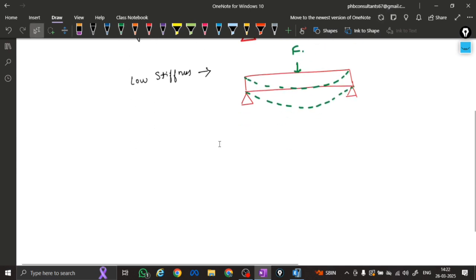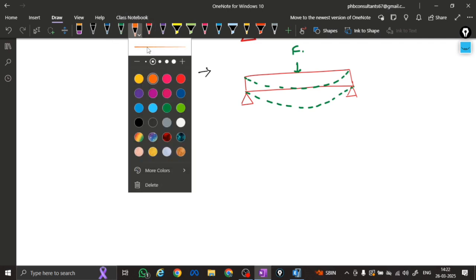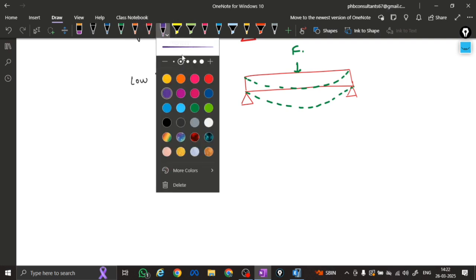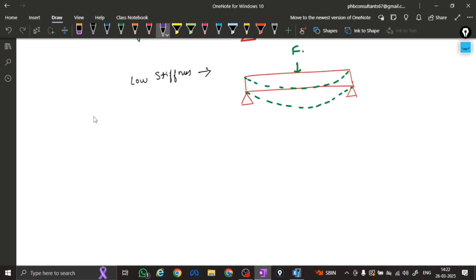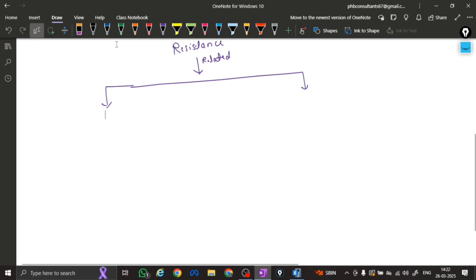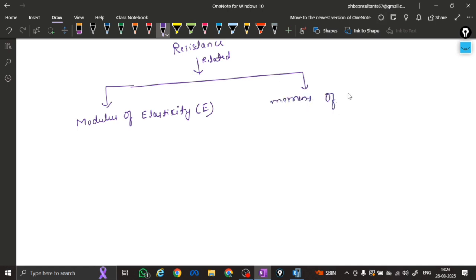Okay, now resistance means, resistance is related to what? One is modulus of elasticity, and second one is moment of inertia.